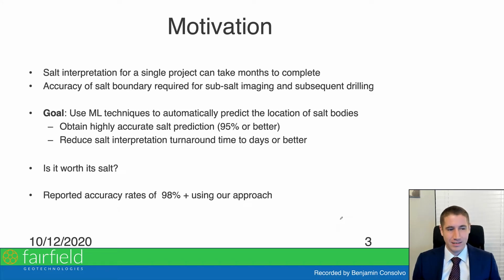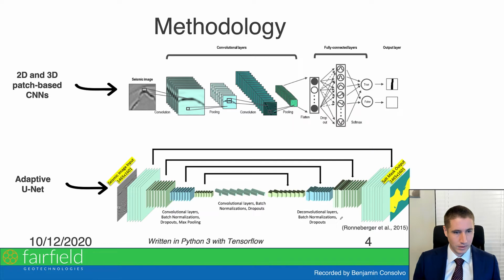And the reported accuracy rates for this approach are 98% and higher. So we have very good accuracy rates as compared to the human picks for salt. So deep learning and neural networks are used to learn and predict the locations of salt. The training data consist of some kind of seismic image and the associated location of salt for that image.